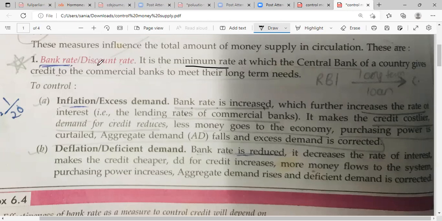Because whenever I can see that lots of people are demanding, I will increase the price, right? So I will also increase the rate. Just understand this, then I'll explain. So what happens? Bank rate is increased, and because of this, the rate of interest increases. That means credit is costlier, and because of this, demand for credit reduces, less money goes to the economy, purchasing power is curtailed, aggregate demand falls, and excess demand is corrected. Now, ma'am, what is this? The whole story. Just remember the steps, that's it.